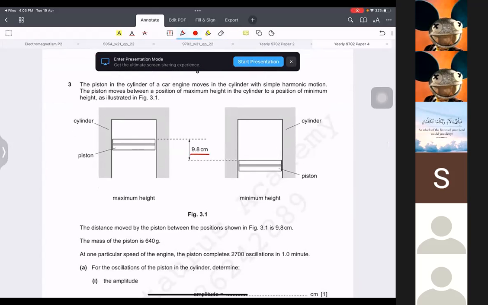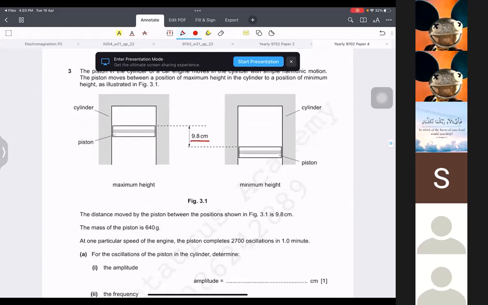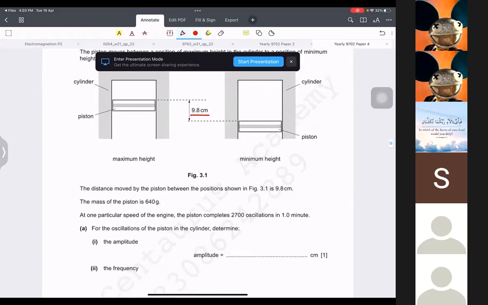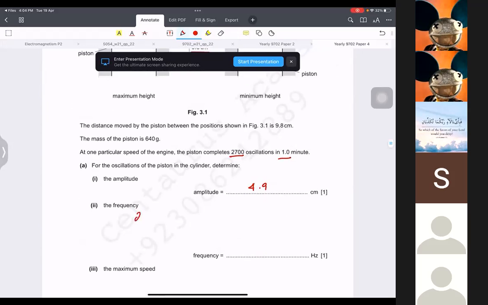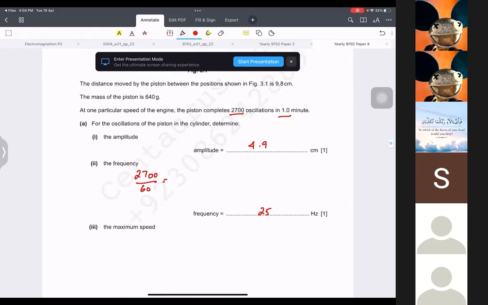Then 9.8 is the movement, right? Total. So the amplitude would be half of it, I believe, right? Should be half. 9.8 का half क्या होता है? 4.5, 4.9. Okay. Then its frequency. So you have 27,000 oscillations in 1 minute. So 27,000 per minute. कितने होंगे per second? 60 से divide करेंगे. So 45 oscillations, 45 hertz. Okay, Lisa. 45 hertz.